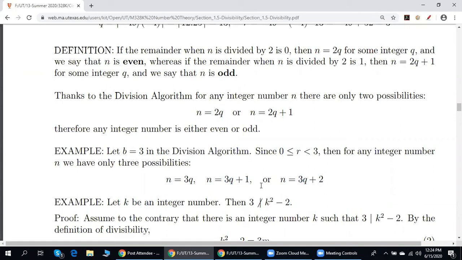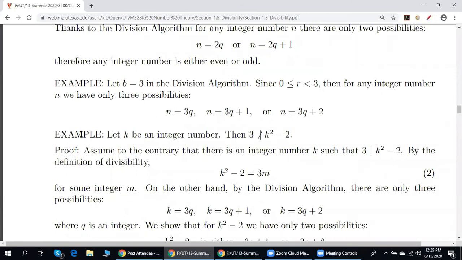Let me show you how we use this to come up with a very non-trivial result. Please take a look at this example. In this example, we show the following. Suppose k is an integer. No matter which integer we plug in here, k squared minus 2 is not divisible by 3. Here's how we prove it.